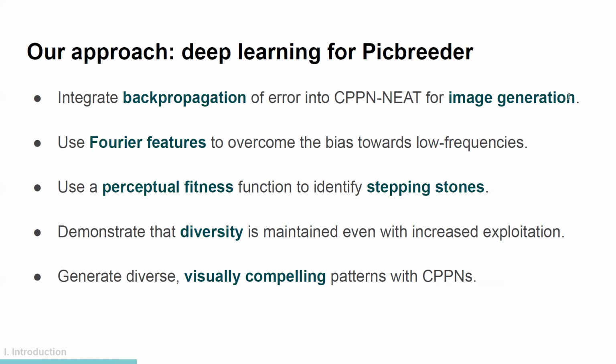So our approach is going to be to incorporate a number of techniques from deep learning into CPPN NEAT to try and find those stepping stones in a PickBreeder kind of setup. So we're going to use backpropagation, Fourier features, perceptual fitness, which are things that I'll define here in a minute. And we're going to demonstrate that even with the increased exploitation from these deep learning techniques, we're still able to maintain diversity and generate hopefully some interesting looking CPPNs.